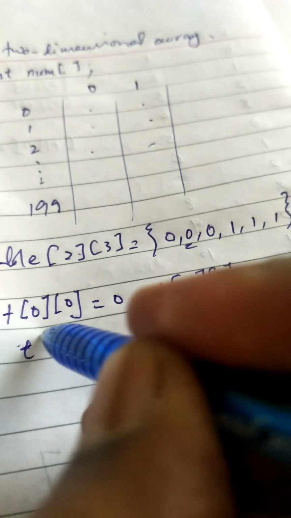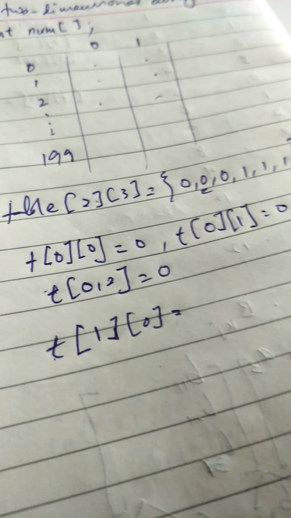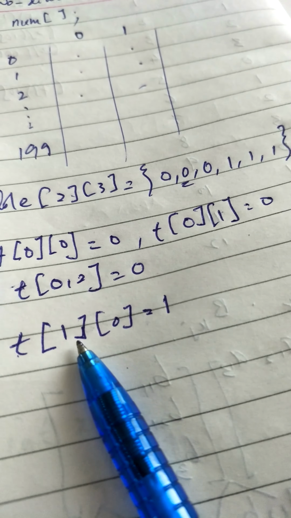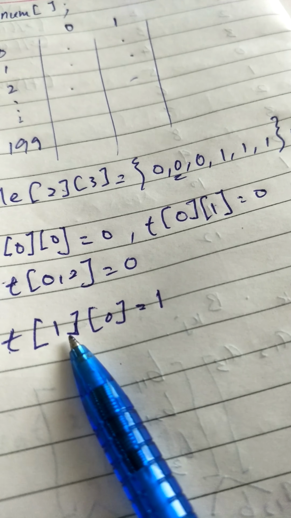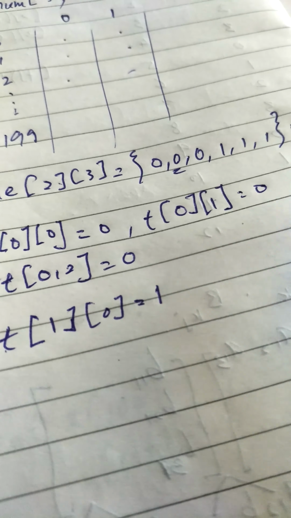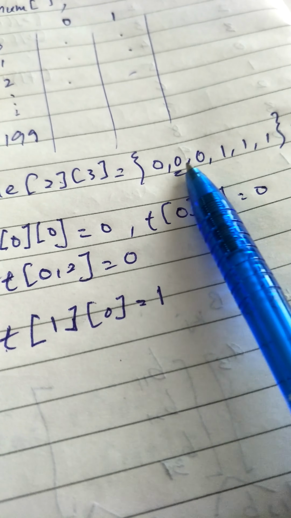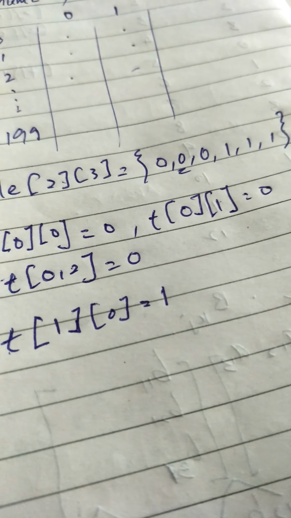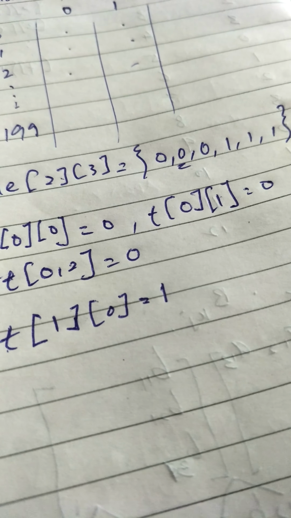And then table 1 0 is next, which is 1, table 1 1 is also 1, and 1 2 is also 1. So this is 0 0 0 for the first row, and 1 1 1 for the second row.